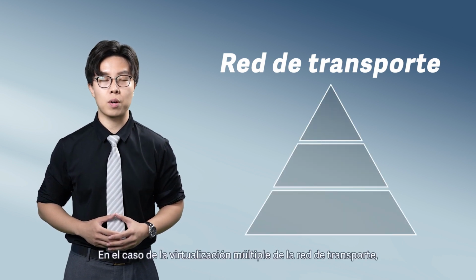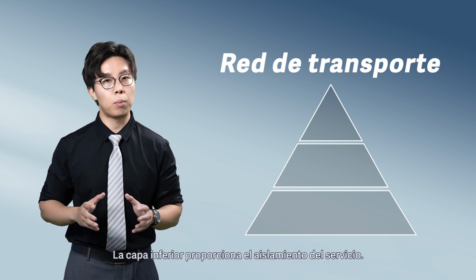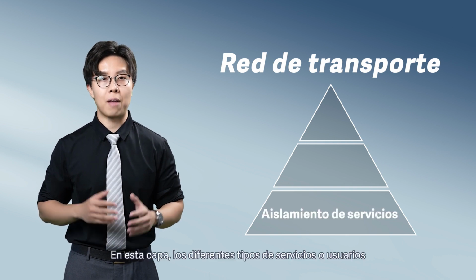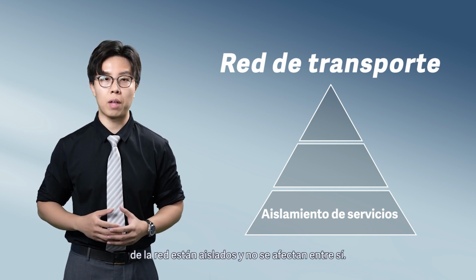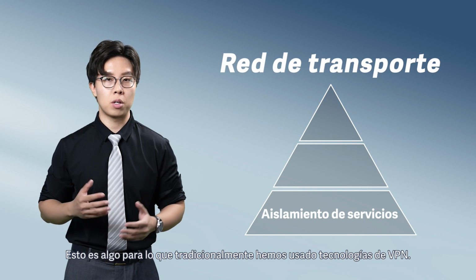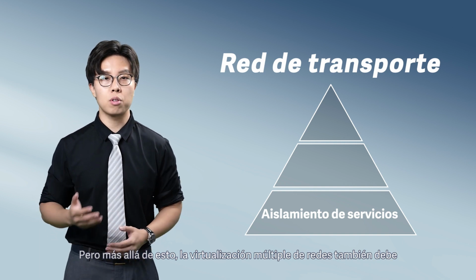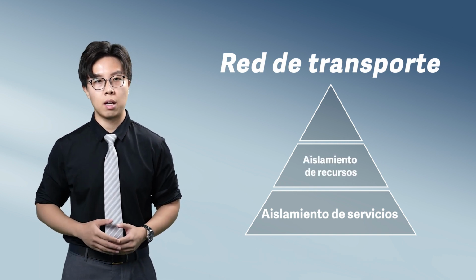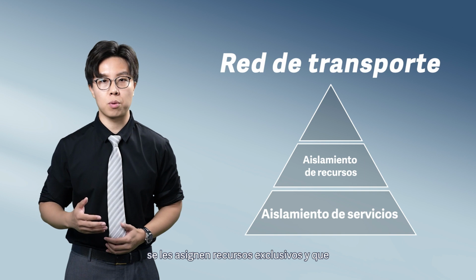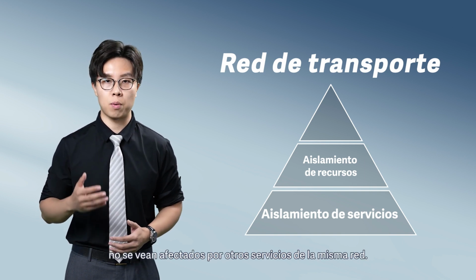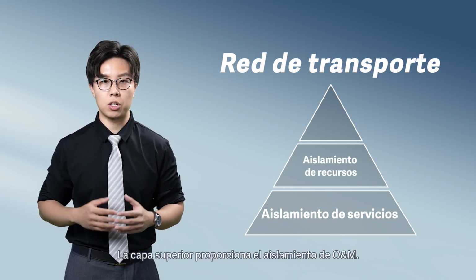With regard to transport network slicing, its service requirement model can be divided into three layers. The bottom layer provides service isolation. At this layer, different types of services or users on the network are isolated without affecting each other. This is something we traditionally use VPN technologies for. But beyond this, network slicing must also be able to provide resource isolation. This ensures that services with strict SLA requirements are assigned exclusive resources and are not affected by other services on the same network. The top layer provides O&M isolation.